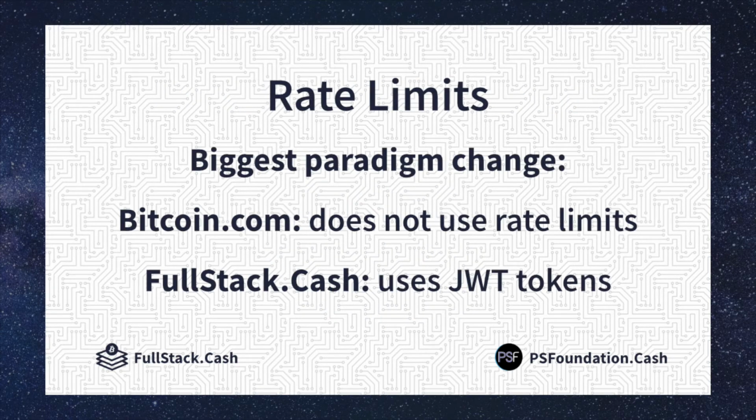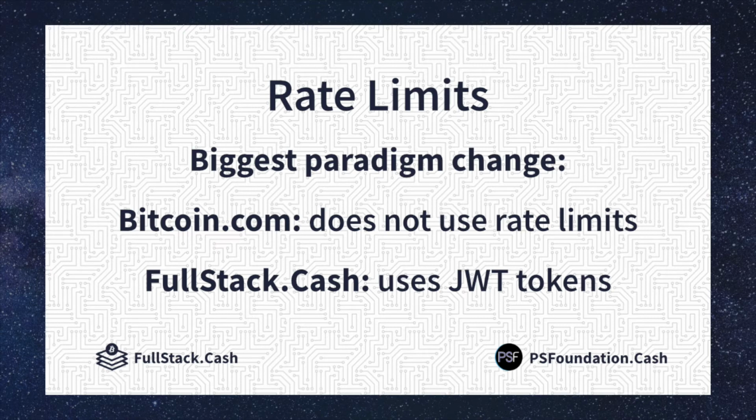The biggest paradigm change from moving from Bitcoin.com to FullStack.cash is this concept of rate limits. Bitcoin.com does not use any rate limits, and as a result, they have been the victims of abuse. Developers just use way too many resources, and as a result, everybody suffers because they're all eating from the same food trough. And so one person's bad behavior affects everybody. And FullStack.cash, out of the gate, we took these rate limits as a pretty serious design change. And so we used JWT tokens.